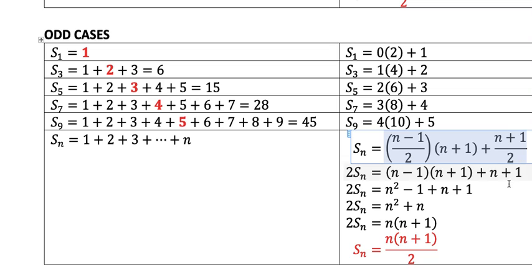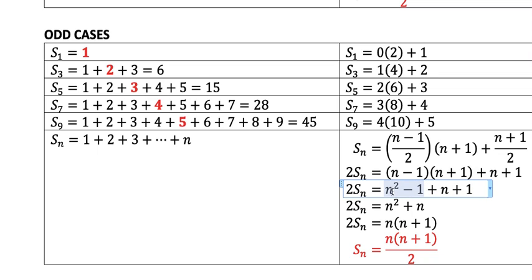We would then end up with 2 times the sum up to n is equal to this algebraic expression. Just getting rid of those 2's in each term by multiplying each side by 2. Then we can multiply these two binomials using FOIL, and we end up with the following expression.